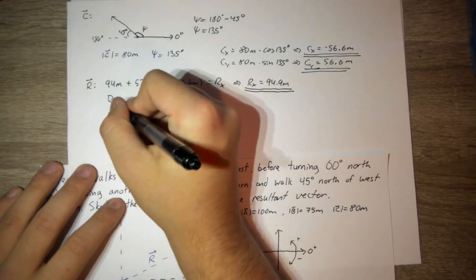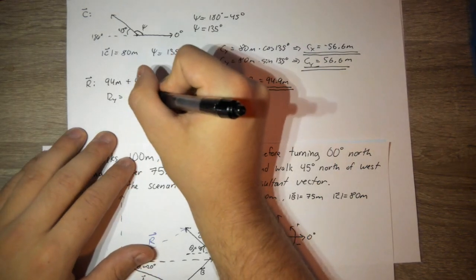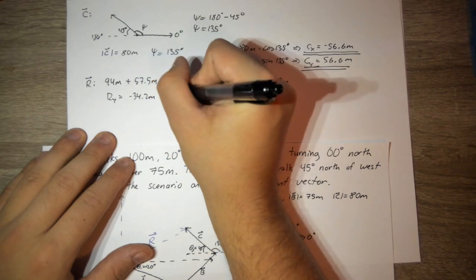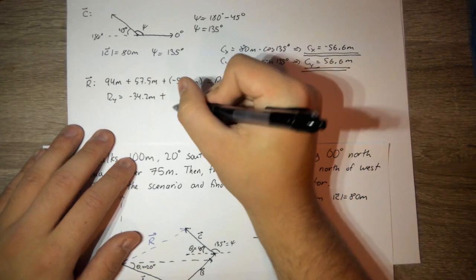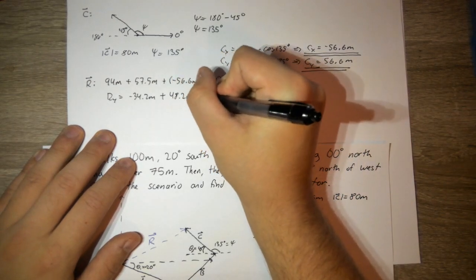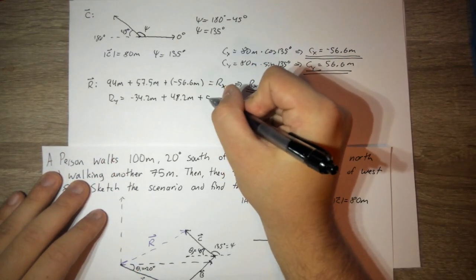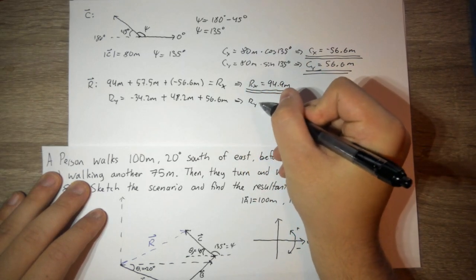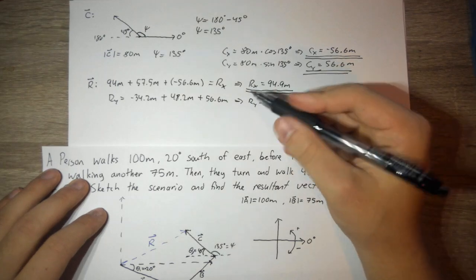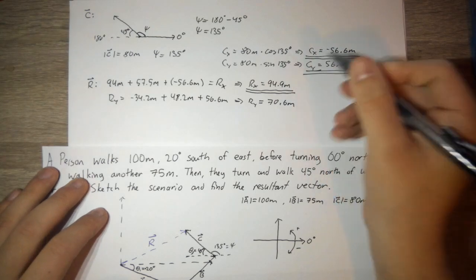And then our Ry component is just negative 34.2 plus 48.2 and then plus 56.6. And that gives us 70.6 meters.